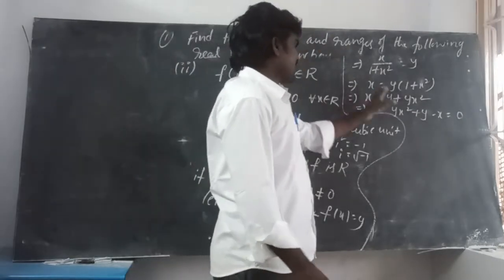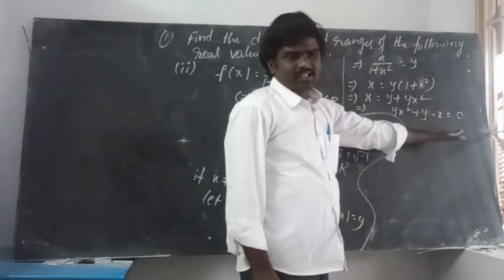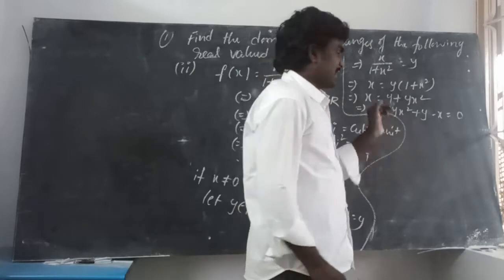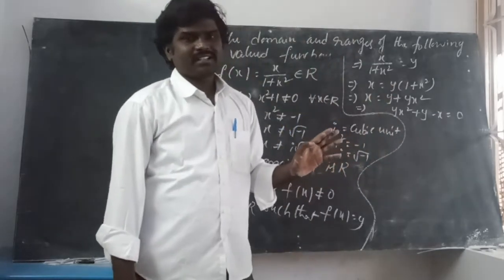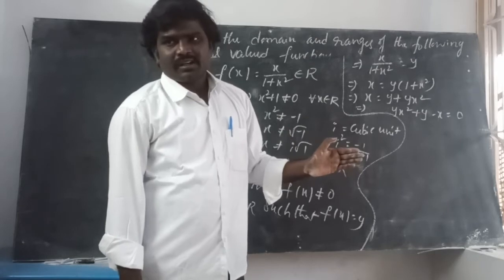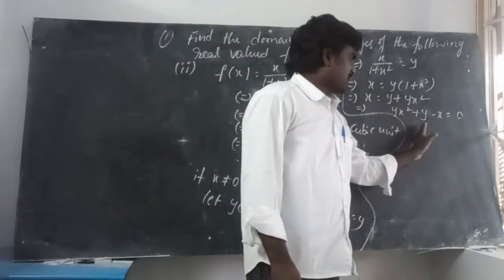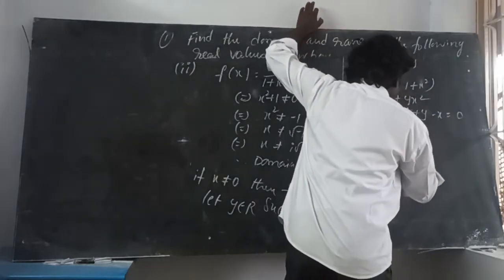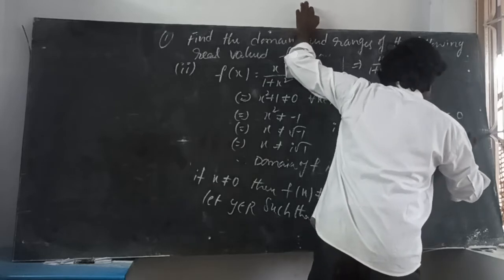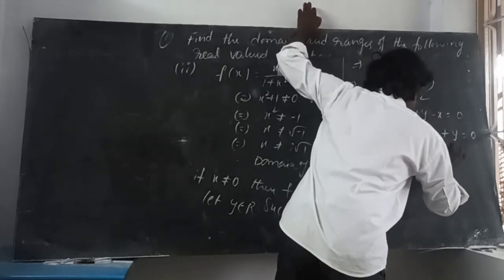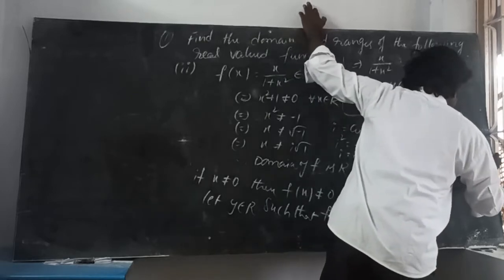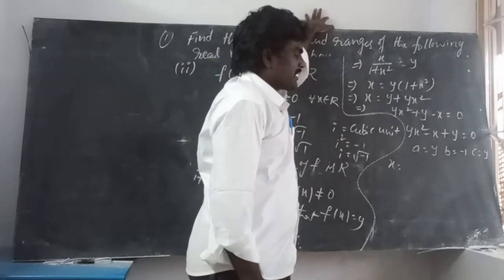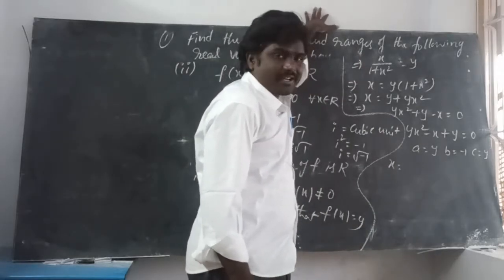So here you can find the x value. It's a quadratic equation. How can we find the x value? By using the quadratic formula: x is equal to minus b plus or minus square root of b square minus 4ac, by 2a. So this one you can arrange in order: y x square minus x plus y is equal to 0. Here a is y, b is minus 1, c is y. You can find the roots of the quadratic equation.